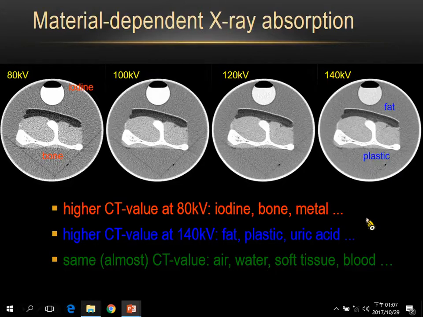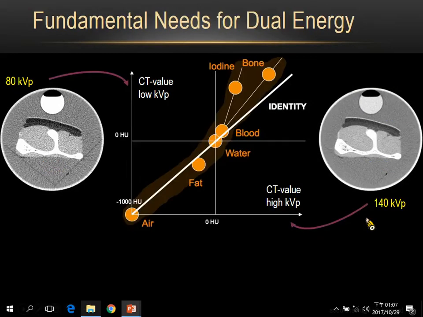That's the opposite direction. On the other hand, most other materials in the body have very similar Hounsfield unit values regardless of the X-ray energy that we use. So another way to view this is in a graph like this, where we have here the Hounsfield units at low kV, here the Hounsfield units at high kV, and as you know, water and air are calibrated to always be at 0 or minus 1,000 Hounsfield units, no matter what X-ray energy we use.